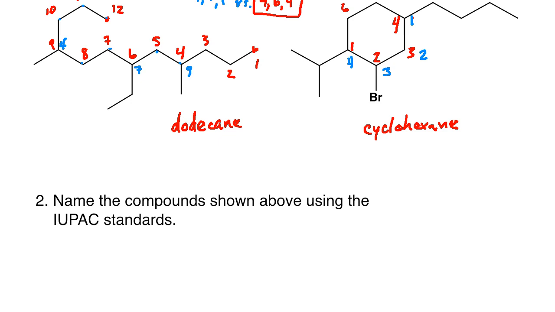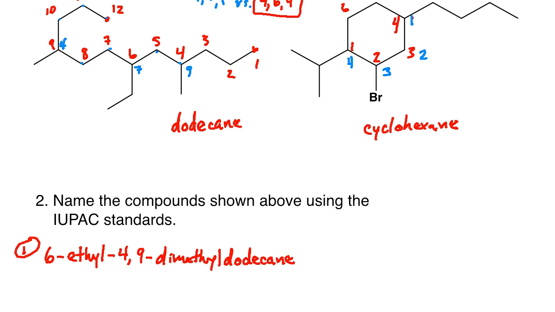So the one on the right is going to be 6-ethyl. And then, like I said, it's a dimethyl because we've got two of them, so it'll be 4,9-dimethyl. That takes care of the substituents, and we already have the root name, so we would finish with dodecane. That would be the name for the first compound that we have up there.